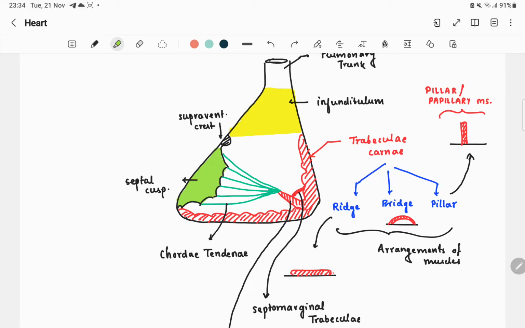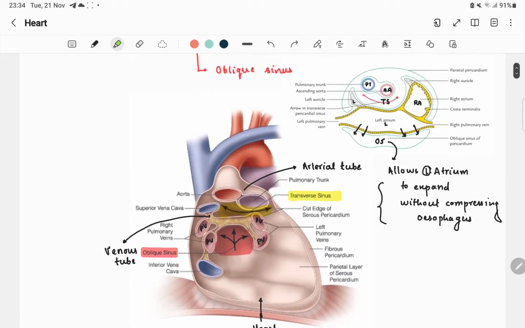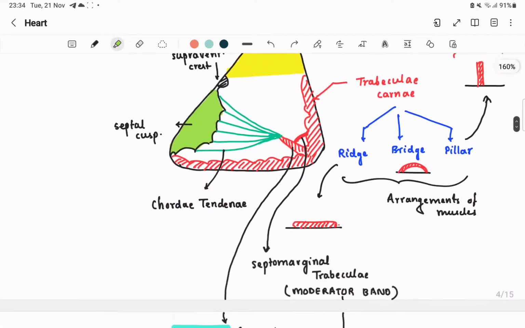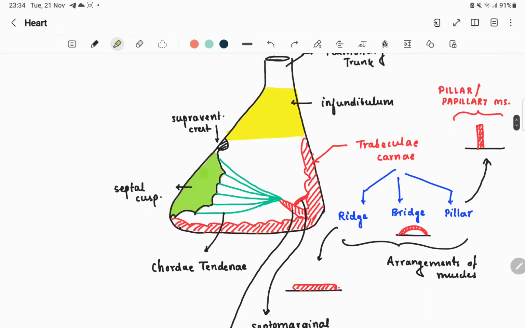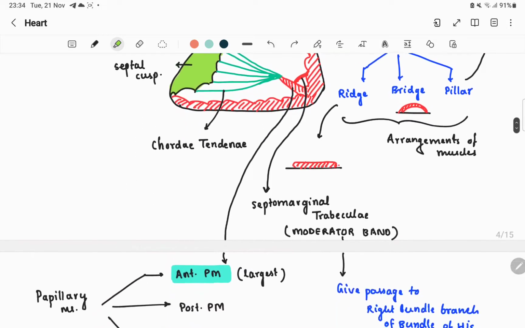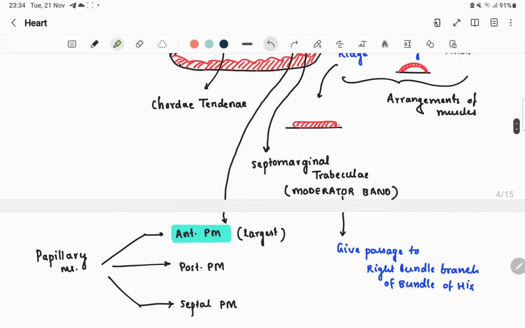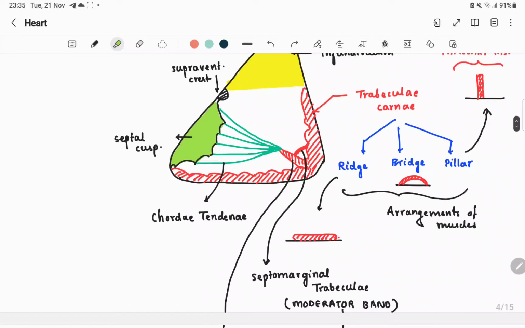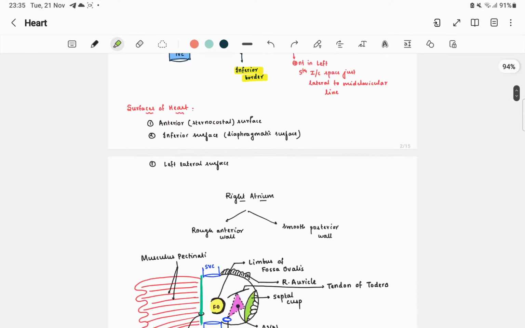Papillary muscles are nothing but a form of your trabeculae carneae itself. We have the septal cusp here, the supraventricular crest, and all the trabeculae carneae. This is the anterior papillary muscle, which is the largest papillary muscle, to which the chordae tendineae are attaching. Chordae tendineae prevent the backflow of blood by holding the cusps and connecting the papillary muscles to the cusps of the valves.